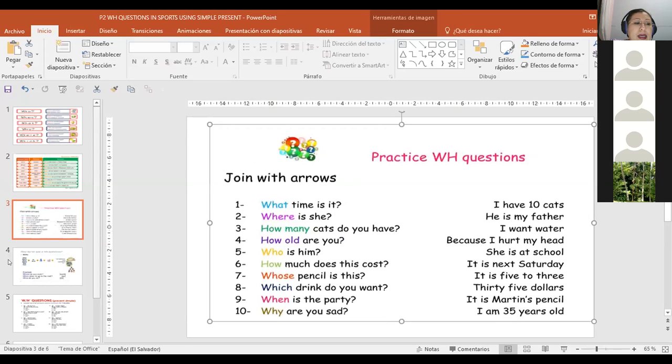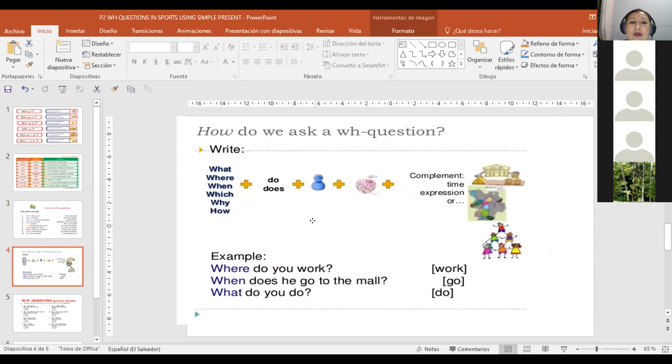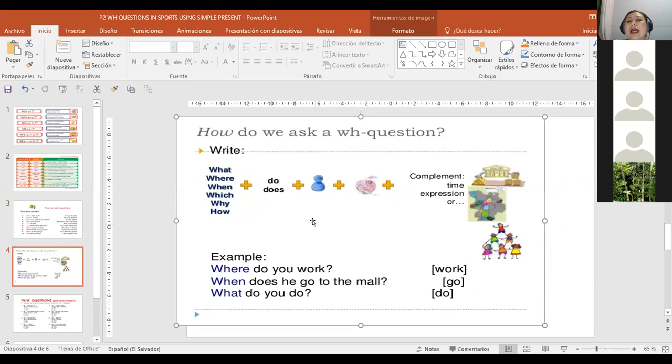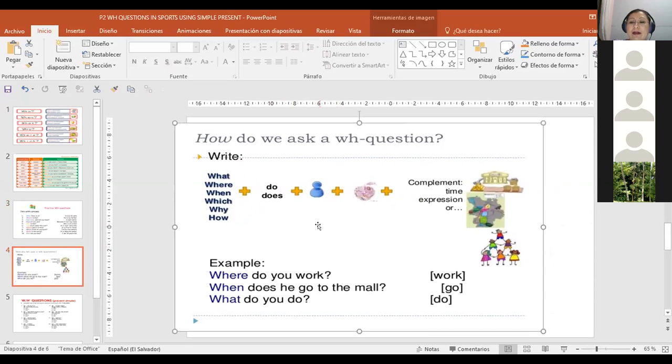So now, I have here the structure. Aquí tenemos la estructura, ¿verdad? How do we ask a WH question? ¿Cómo hacemos una pregunta con las palabras WH? Okay, I use the WH word at the beginning, and I say what, where, when, which, why, how, and then I use do or does.